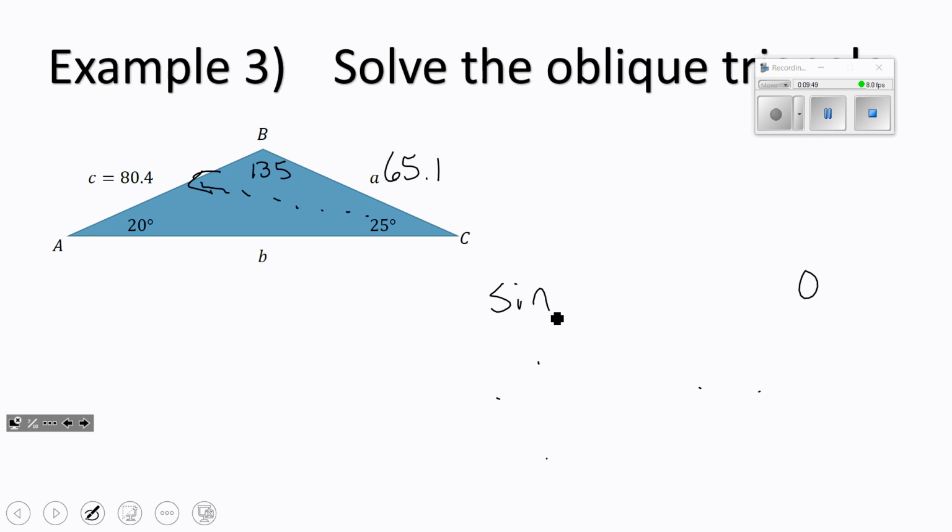Okay, so you can use A or C. I'm going to stick with C. I just tend to like the one that I've been given, and that's the one I use for everything. Does that make sense? The angle with the adjacent or the corresponding side.